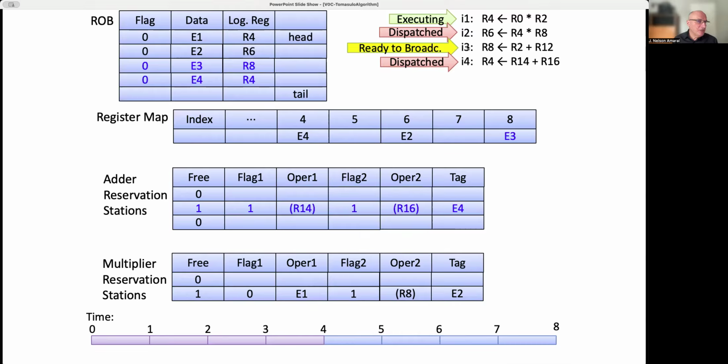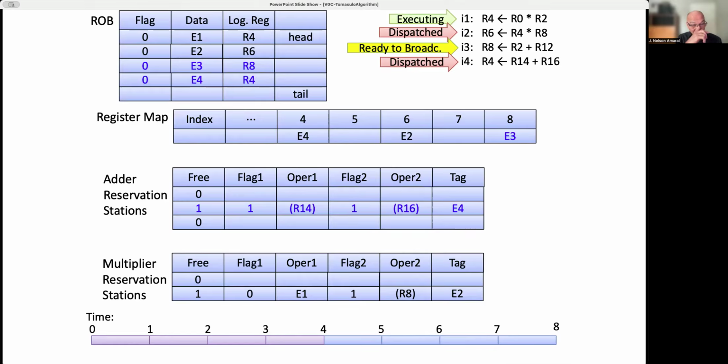Remember that instructions execute out of order. The adders, the additions happen much faster than the multiplication. In this case, I3 had no data dependence on I1 and I2, so it could go ahead. So I3 has already computed now and is ready to broadcast. And I4 has been dispatched in this case.